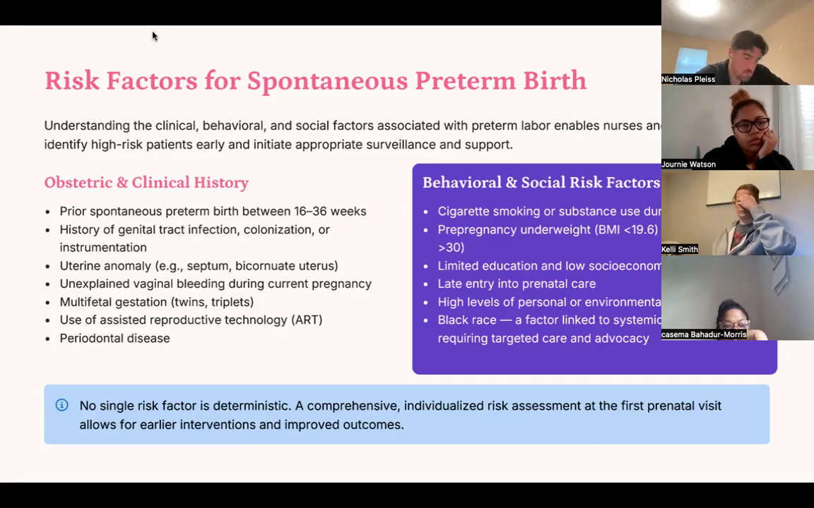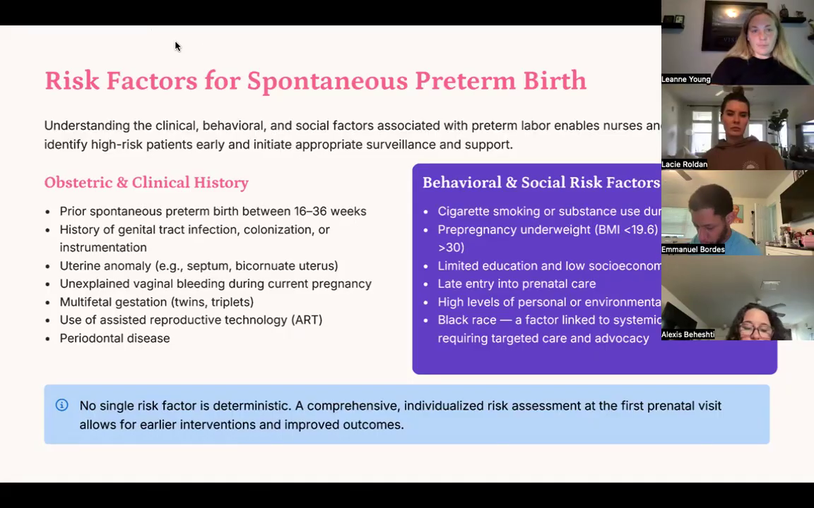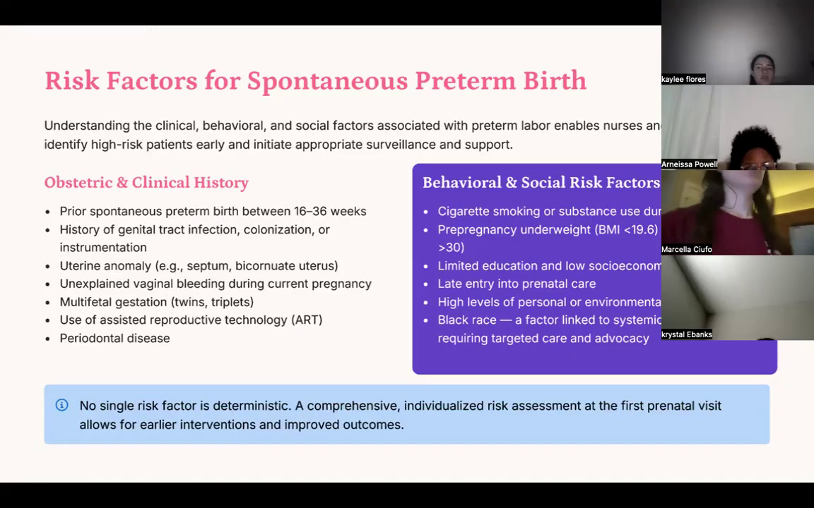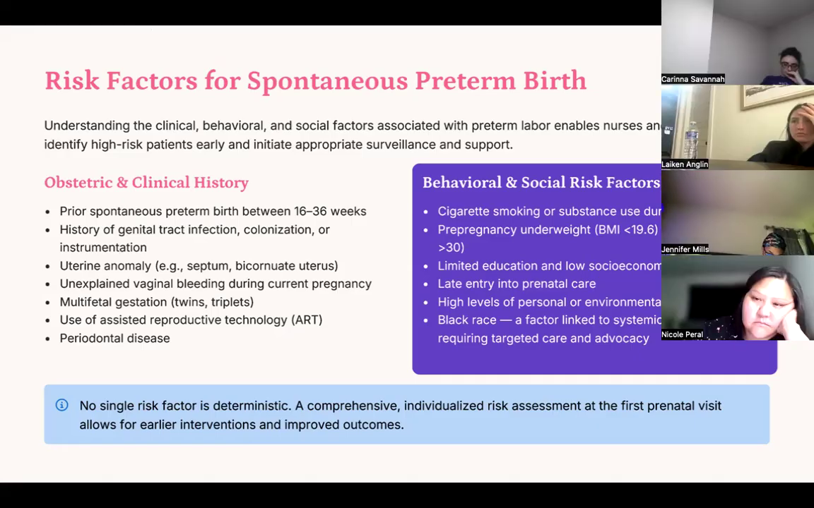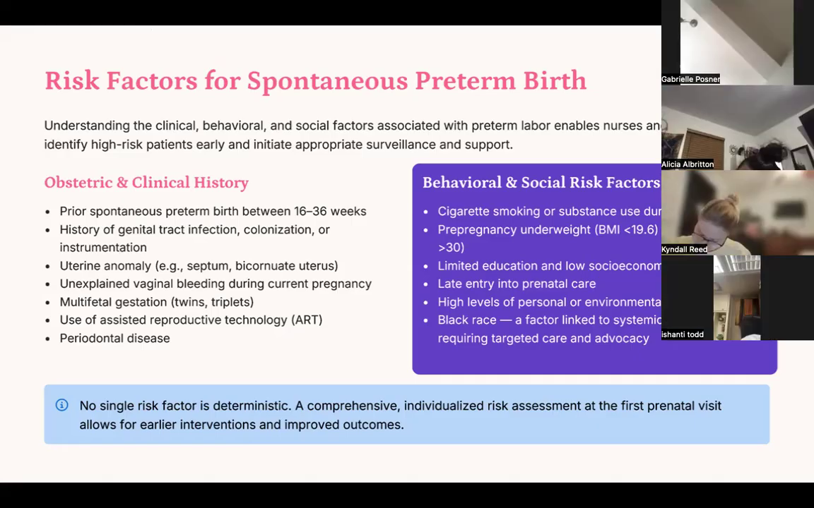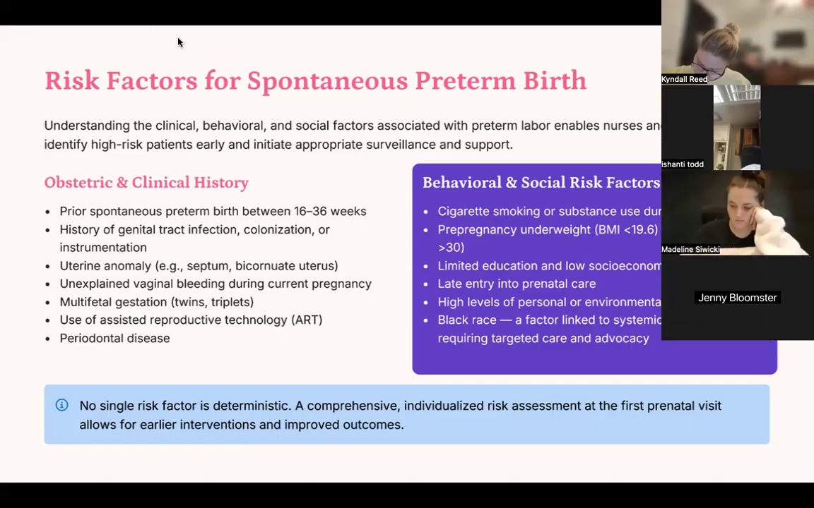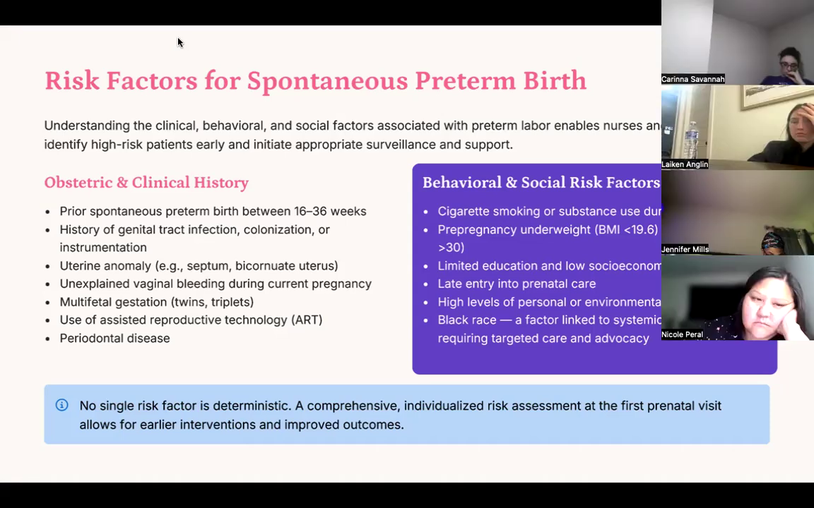So, have they had a spontaneous preterm birth before, between 16 to 36 weeks of gestation? Have they had genital tract infections, colonization, or instrumentation? Like, have they had a history of STDs? Have they had BV in pregnancy? Have they had recurring yeast infections? What does this patient's history look like as far as that is concerned? Do they have a uterine anomaly? Do they have a bicornuate uterus? Do they have a septum? Do they have two separate uteruses? Where is our baby developing?